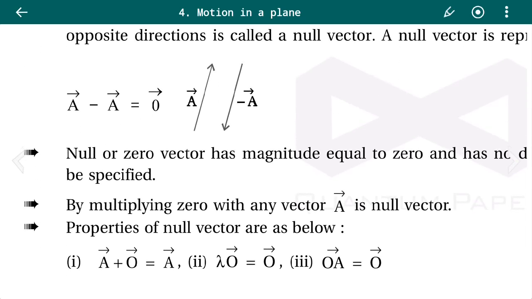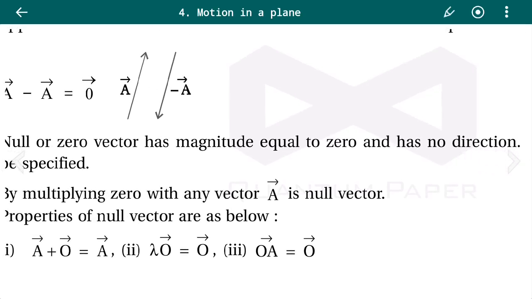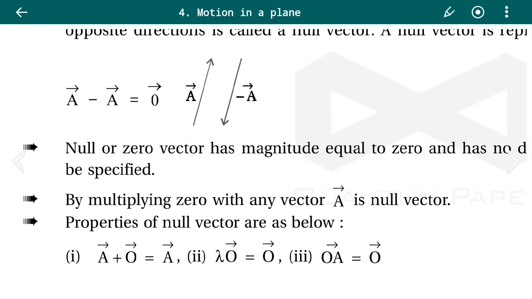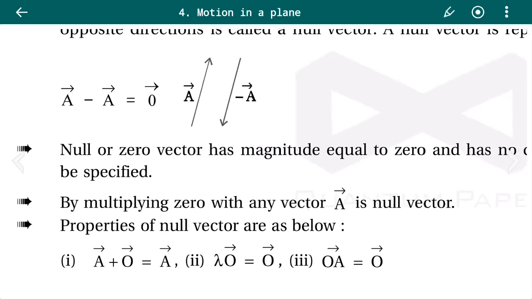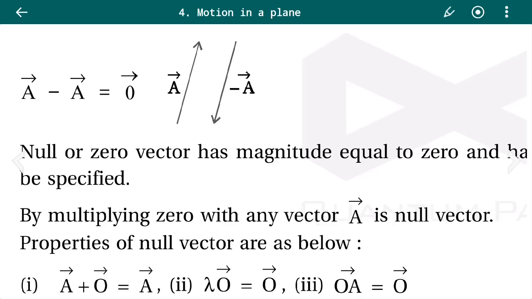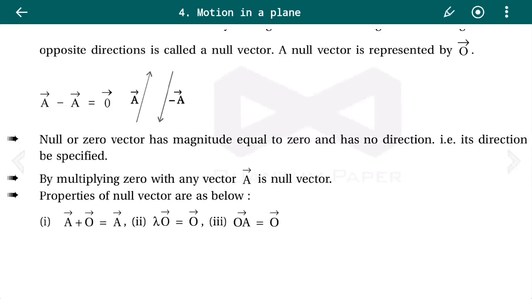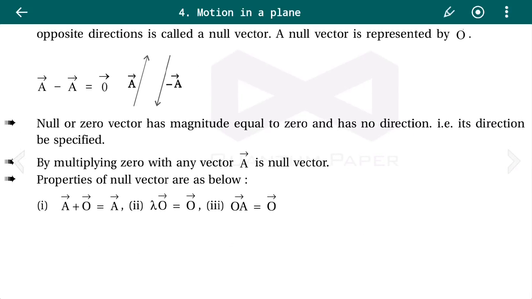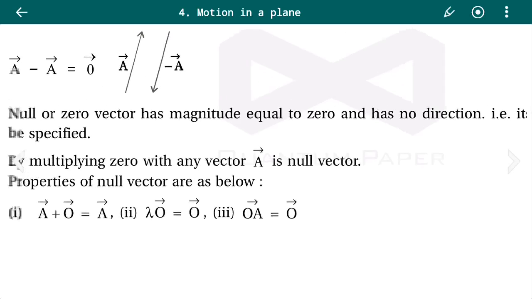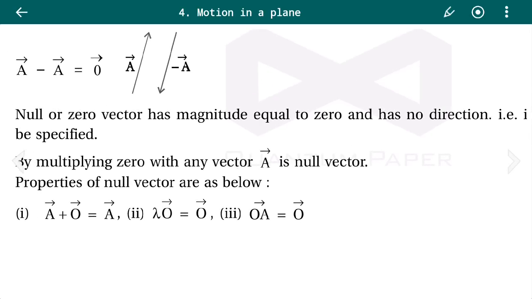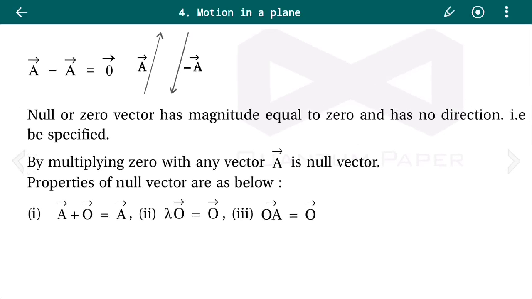So a null or 0 vector has magnitude equal to 0 and it has no direction. The null vector has 0 value, as you can see here, vector A minus vector A equals 0. So its magnitude will be 0 and it will not have any direction. Multiplying 0 with any vector A gives a null vector. If you multiply 0 with any number, the answer will be 0. In the same way, in physics also, when you multiply 0 with any vector, the resultant will be 0, that is, the null vector.